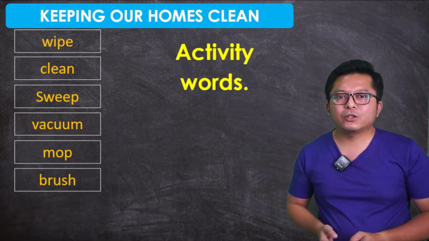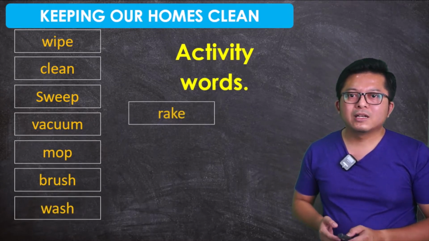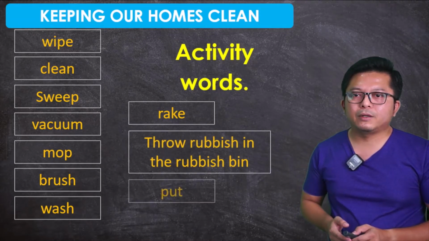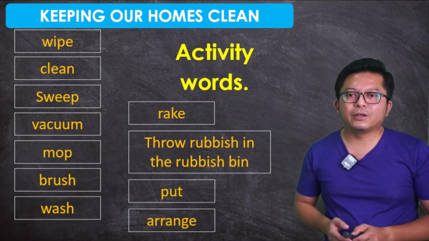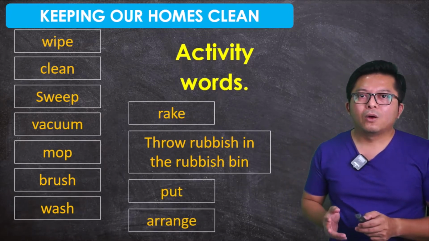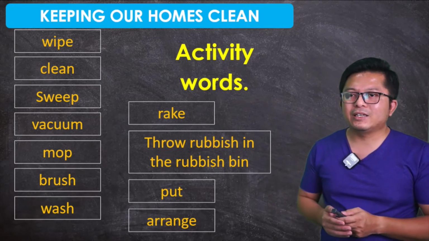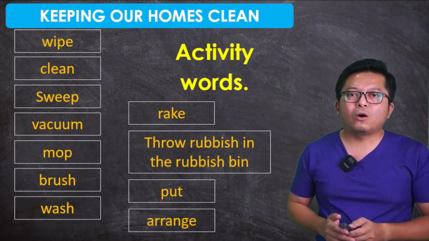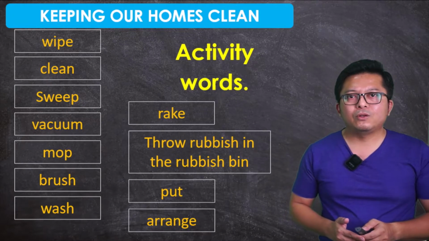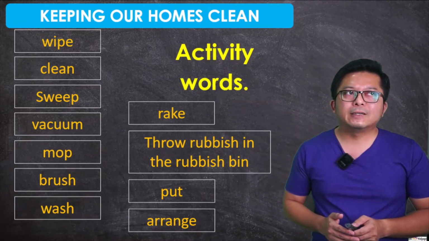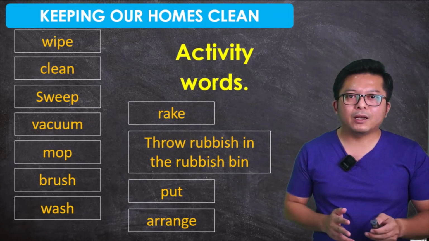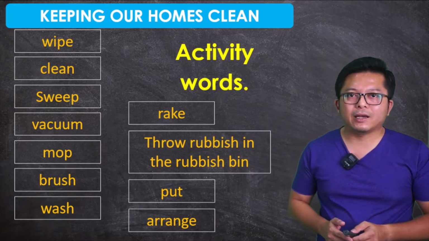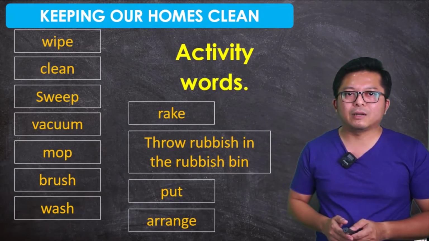Okay, moving on to action words or activity words that we have learned, that is wipe, clean, sweep, vacuum, mop, brush, wash, rake, throw rubbish in the rubbish bin, put, arrange. Now, if you have forgotten about these words, you can check again on the last video in my YouTube channel. Search for the Science Class Brunei, and watch it again and learn it again, just in case you have forgotten about it.